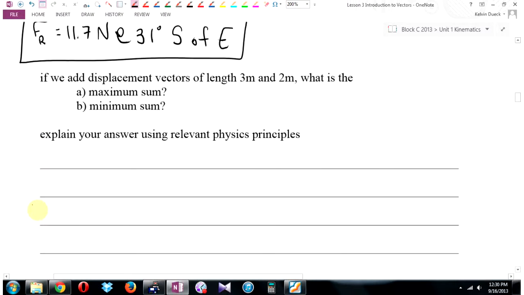I told you the other day that on your tests there will be what I call essay questions. They're really using principles of physics to explain questions. So here's an example of one. If we add displacement vectors of length 3 meters and 2 meters, what's the maximum sum and the minimum sum? And explain your answer using relevant principles of physics.